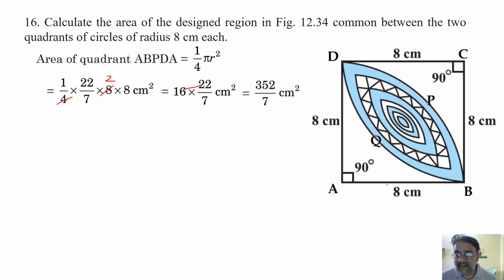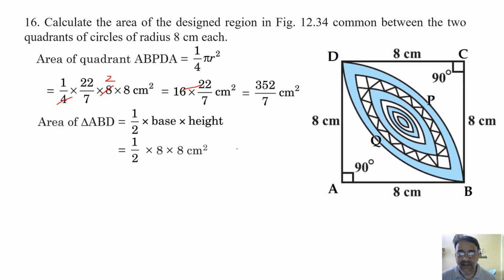Now the area of triangle ABD. So we'll join these two. Okay, we will join this one. Look, half into base into height. So we'll get 32 centimeter square. Now on this side, if we subtract this triangle from the quadrant, we'll get this area. Right? And the other side will also be the same, similar, same value. So we can multiply with 2.